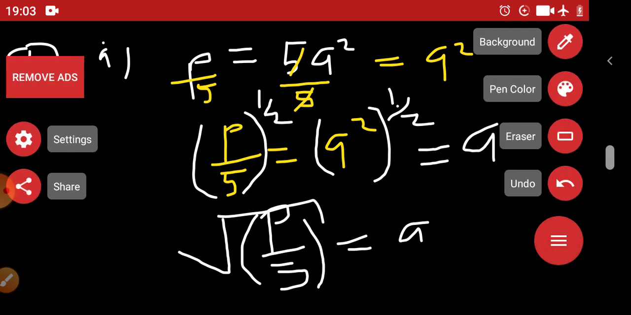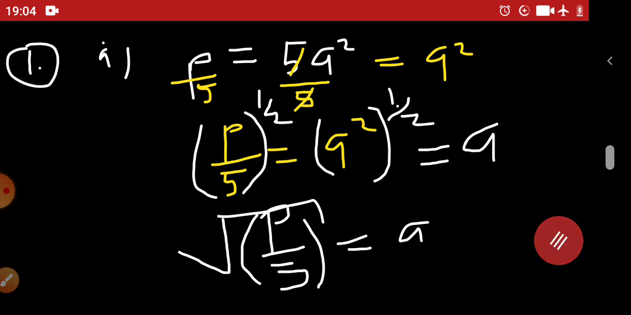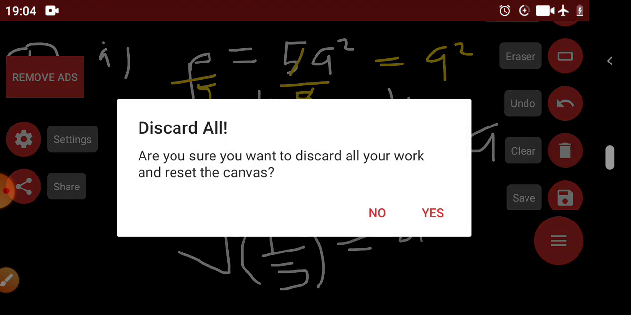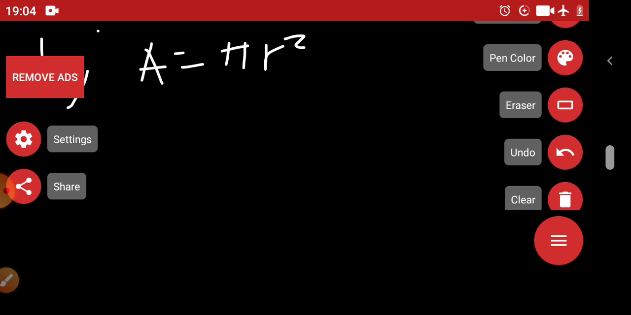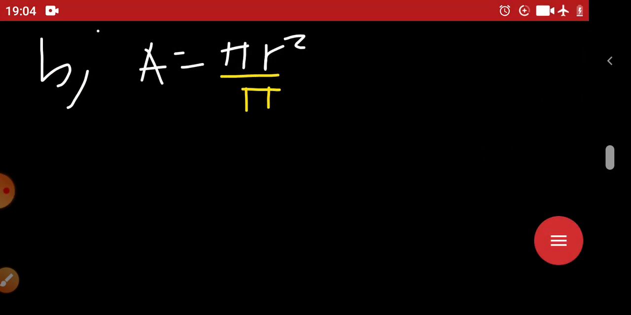So let's go to the next one, which is B. So what is B saying? In B, we have a equal to pi r squared, and we are required to make r the subject of the formula. This is the same thing as the SA. So we are making r the subject of the formula. We need to divide by pi both sides. So this will cancel this, and this side we are left with r squared.